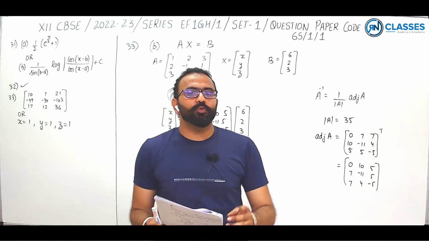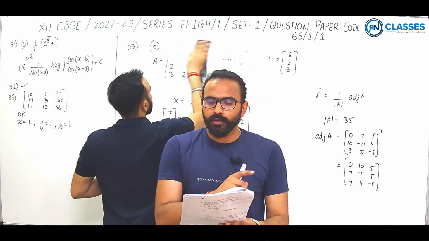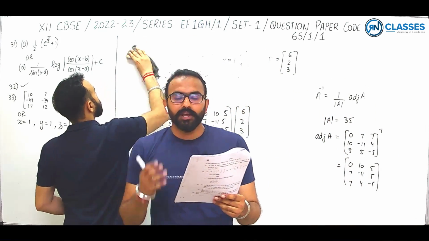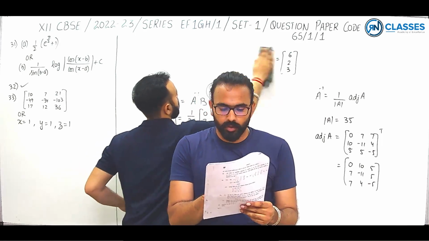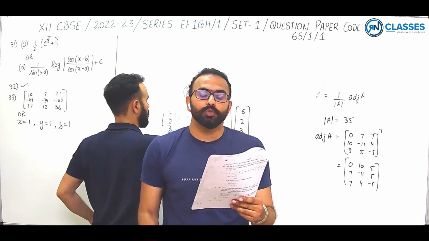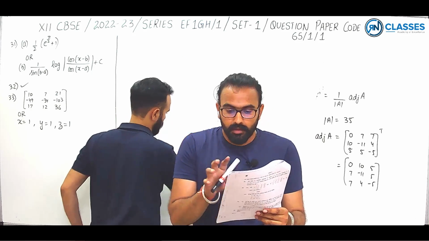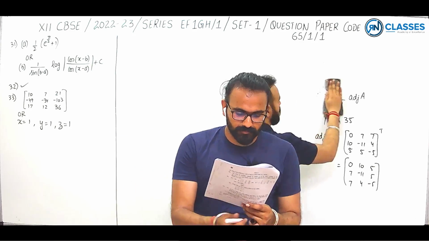Now passing on to question number 34, again choice was given in this question. The very first part is: find the vector and the Cartesian equations of a line passing through the point 1, 2, minus 4, and of course parallel to the line joining points A and B. Hence find the distance between the two lines.